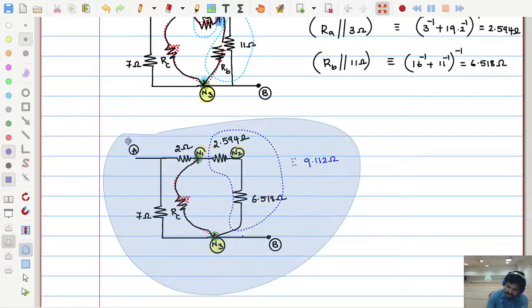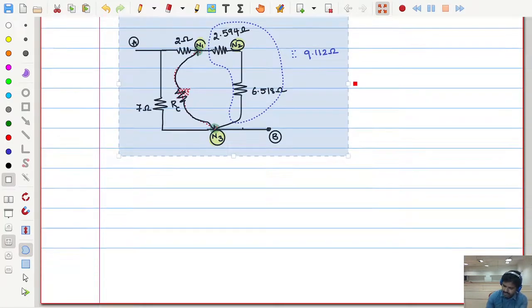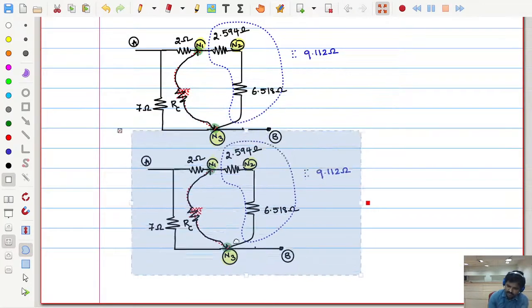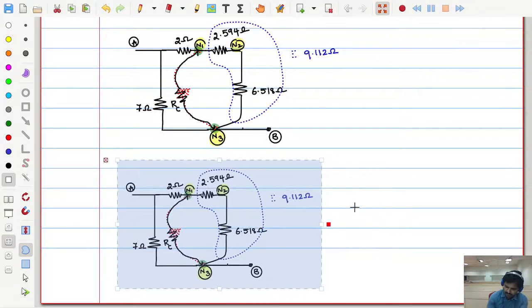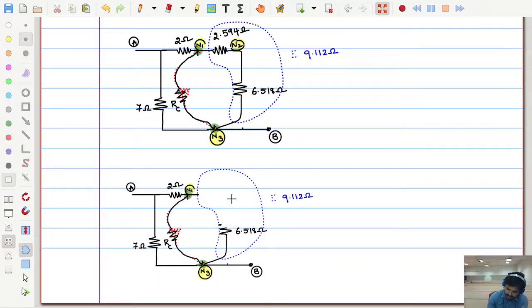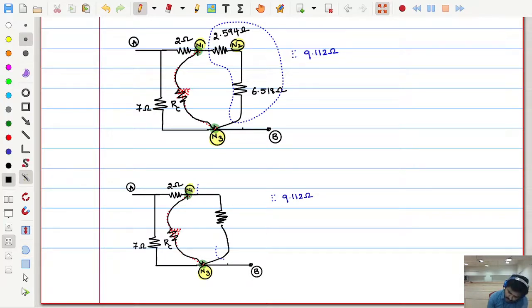Now in the next step, we replace these 2 resistors again by one resistor. So let me remove this and this also. Now these 2 are replaced with this value, which is equal to 9.112 ohms. Very good. Next, now check it: parallel connection, RC and 9.112 ohms are in parallel. Now tell me how much is that?